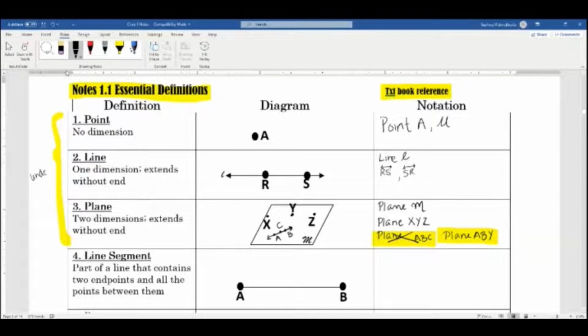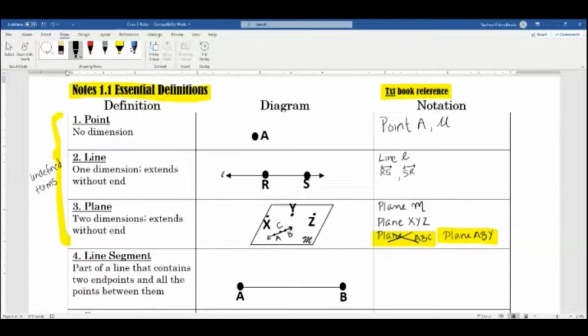These are undefined terms. By undefined terms, I mean they exist because of observations. So no one had to prove that something was a point. Someone went out into nature and saw that, oh, these things are next to each other, kind of looks like they're in a line, let's call it line. So all of these concepts were based on observations, and everything in geometry comes from these three definitions.